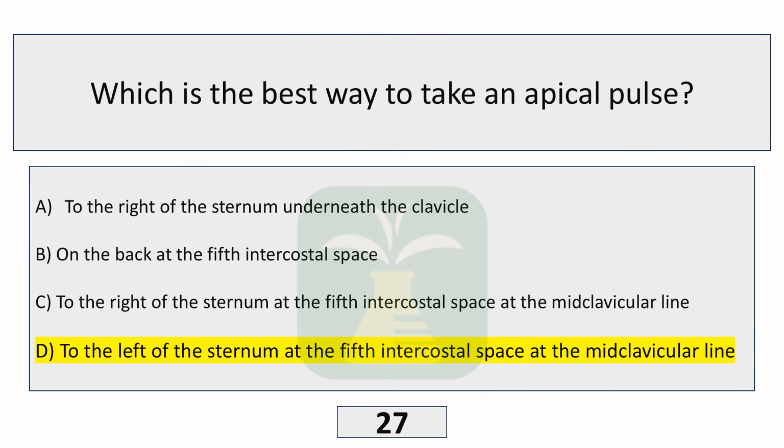Correct answer, D. To the left of the sternum at the fifth intercostal space at the midclavicular line. The heart is located on the left side of the chest, so the best place to listen for the apical pulse is left of the sternum. The apical pulse should be between 60 to 100 beats per minute in an adult patient.